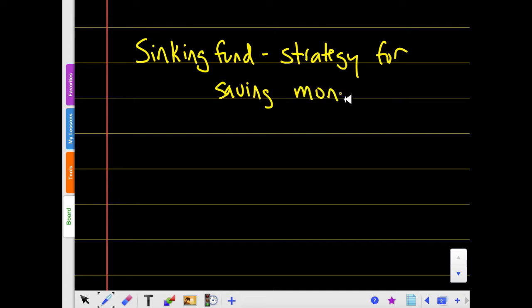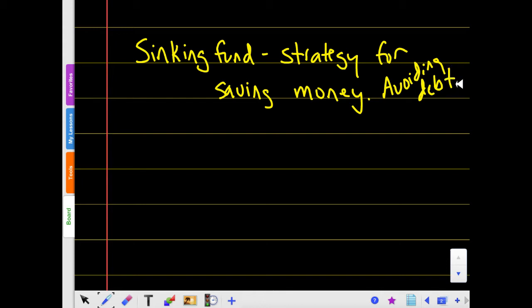So if I want to buy an iPad and I don't have the money to buy it with cash, what I'll do is come up with a strategy for maybe putting $20 away every single month until I have the total amount needed to buy the iPad, and then I pay cash. So the sinking fund is a strategy for saving money, but it's also a strategy for avoiding debt, right? And that's why we want to do this, so that we won't take on debt.